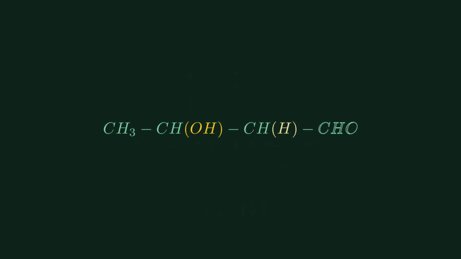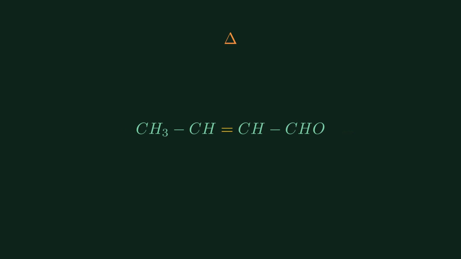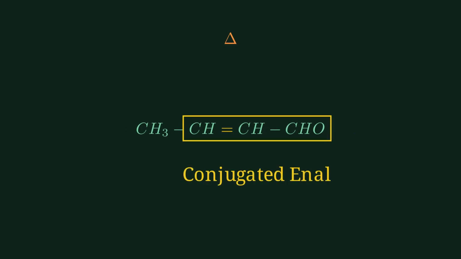But we aren't quite finished. If there's even a little bit of heat, the molecule decides to slim down. Another hydroxide ion comes in and takes a second alpha hydrogen, and the molecule kicks out a hydroxide group entirely. Notice what's left behind, a brand new double bond. We've gone from two simple fragments to a conjugated enal, specifically crotonaldehyde.